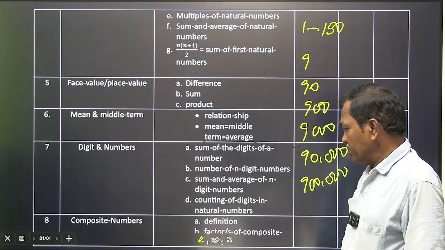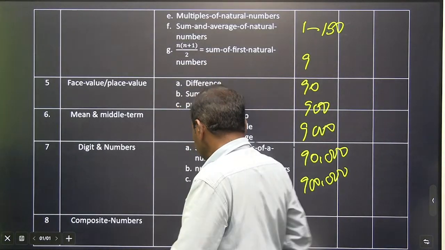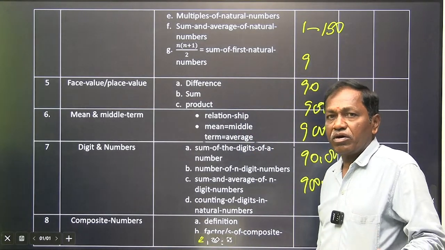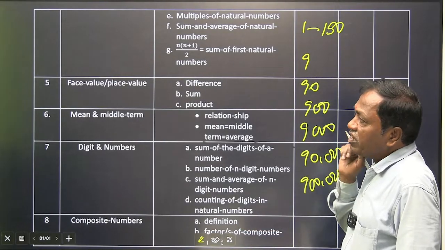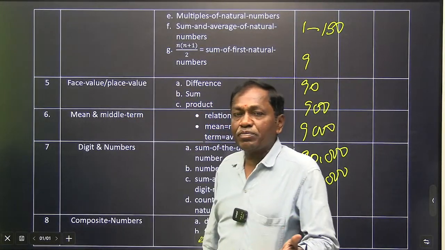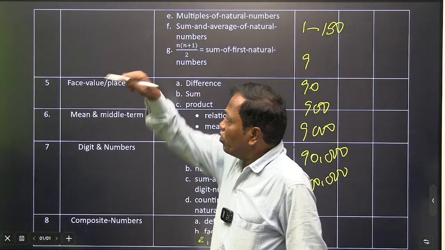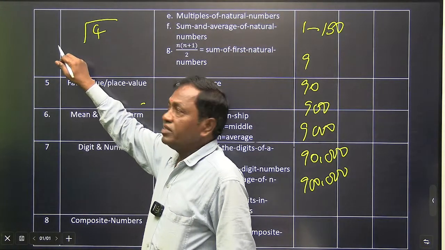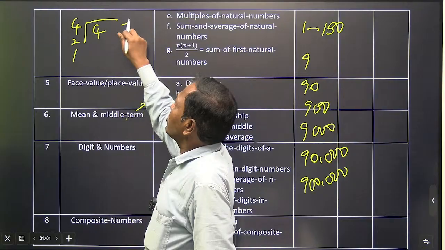Now we can see composite numbers. What is the definition of a composite number? Prime numbers and non-prime numbers: non-prime numbers are always composite numbers. A composite number is a number which is divisible by more than 2 factors. Only 2 factors is a prime number. More than 2 factors is a composite number. Say for example, 4. This is divisible by 4, 2, 1. It means this is a composite number.